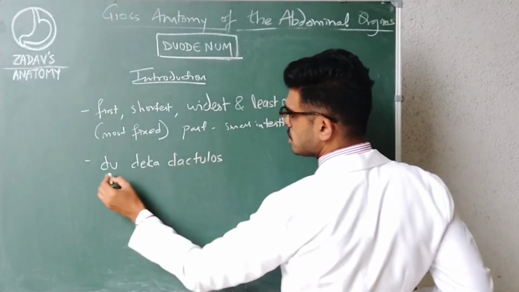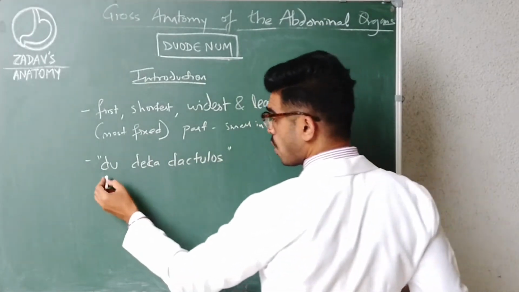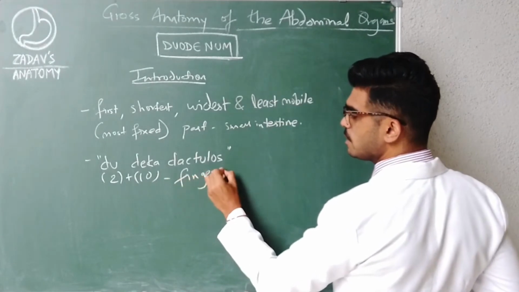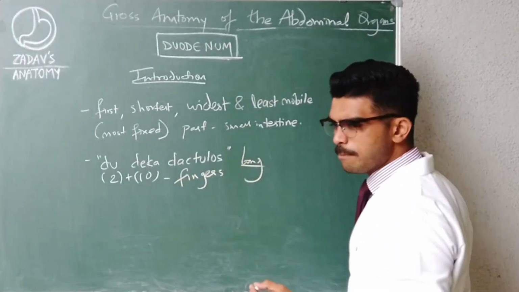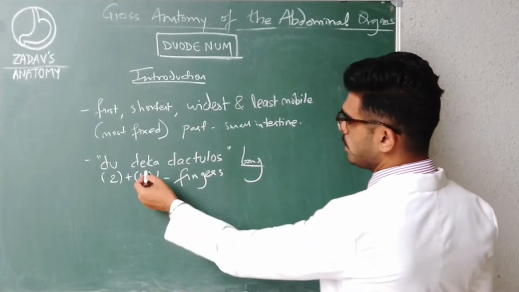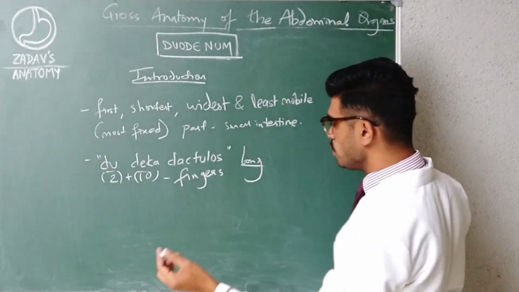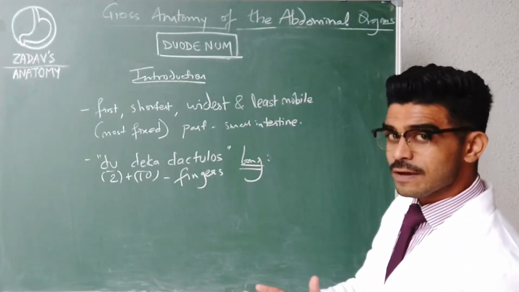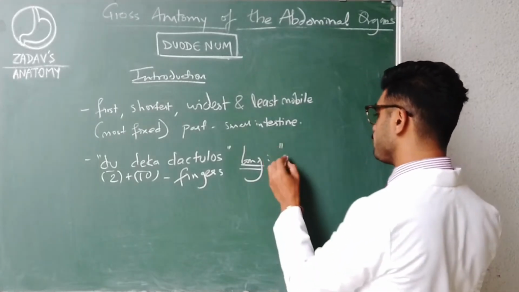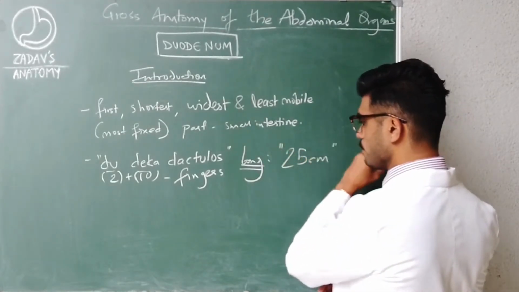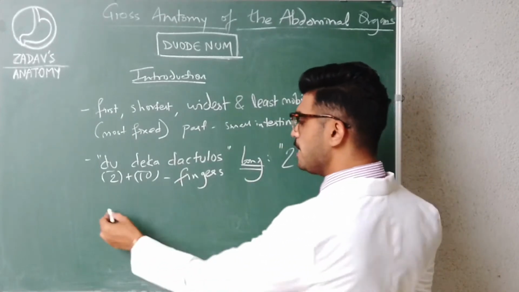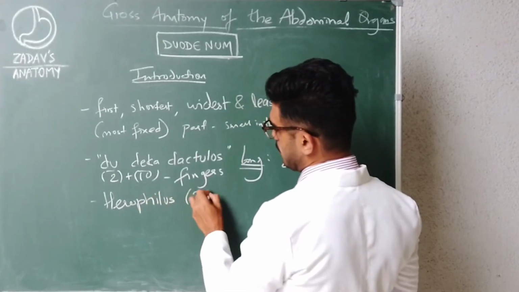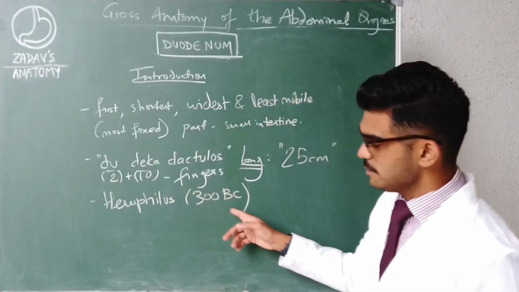Now remember the term duodecadactylos is essentially Greek for 12 fingers long. If you've heard a word called polydactyly, dactyl means finger. You already know deca is 10 and duo is 2. So it's 12 fingers long, which makes it roughly about 25 centimeters long, and that's how it gets the name. It was coined by Herophilus, I don't know how to pronounce it, in 300 BC. Is that important?